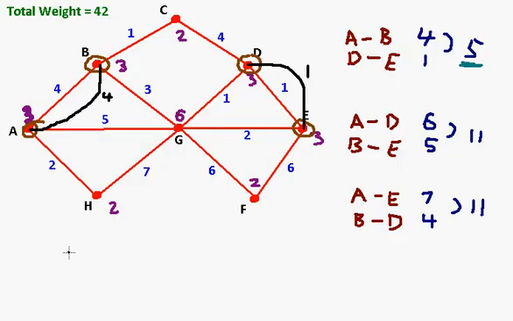So the total weight of that will be 42, all the original edges added up together, plus 5, because I've added on one edge of weight 4 and one edge of weight 1. So the total is 47. So if these were distances, then the minimum the postman would need to travel is 47 miles, for example.